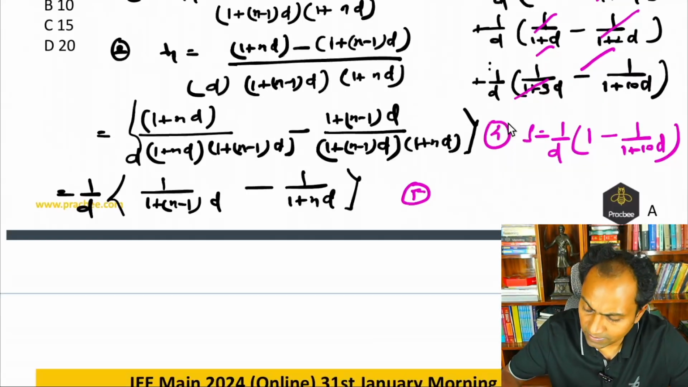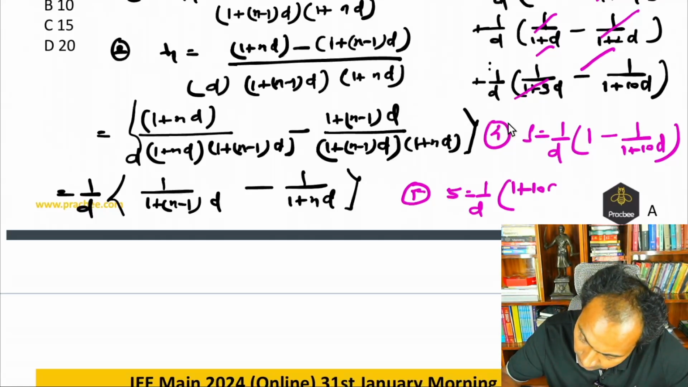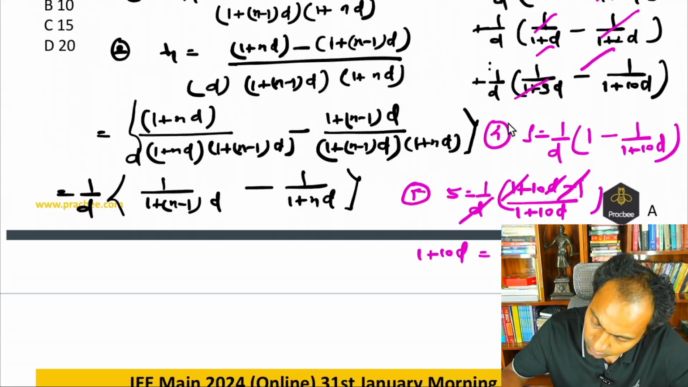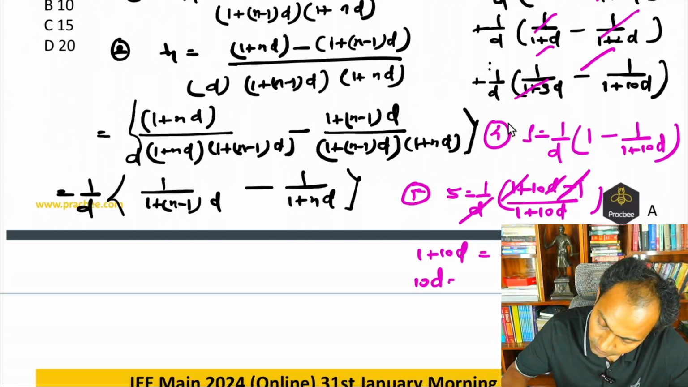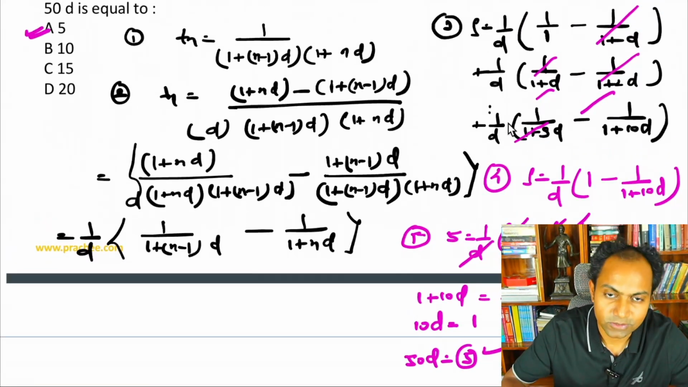Now in the next part, they have given the value of s is nothing but 5. So once you have got this as 5, I can write this as 1 by d times 1 plus 10d minus 1, I have taken LCM by 1 plus 10d. You can see that this will get cancelled out. D will also get cancelled out. So 1 plus 10d is nothing but equal to 2. So 10d will be equal to 1. So if I want to find the value of 50d, it is going to be 5. You can see that A option matches.